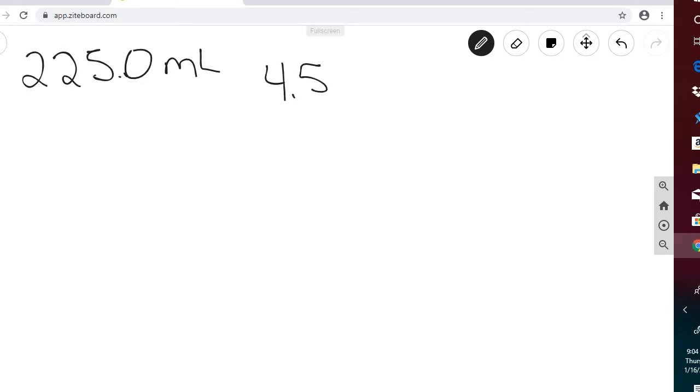Okay, the next one we will do is number 13. And number 13 says that we want to make 225.0 milliliters of a 4.5 molar solution of sodium hydroxide. How many grams of sodium hydroxide will be needed?